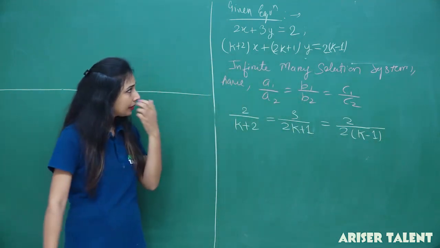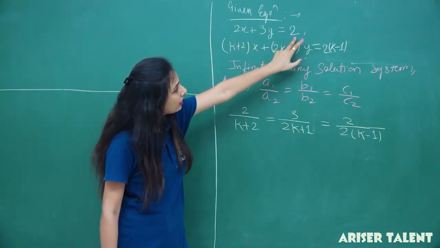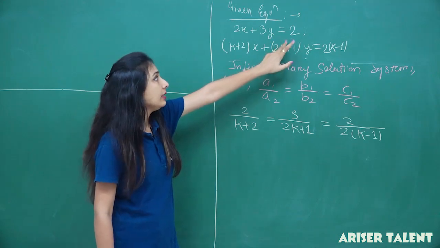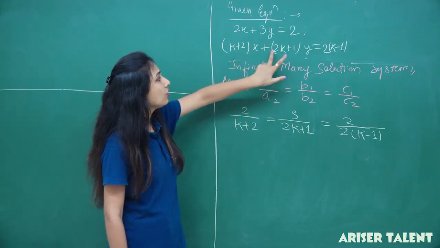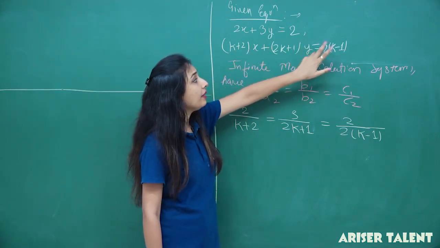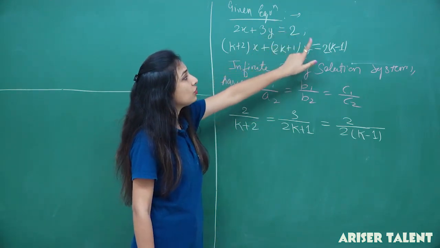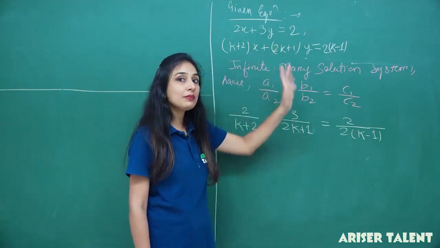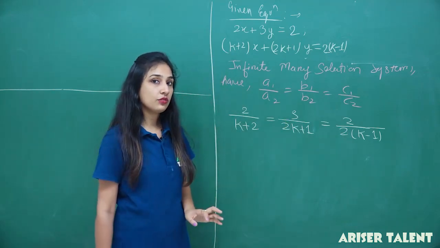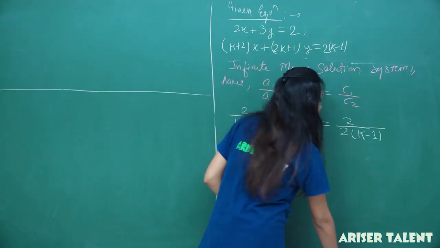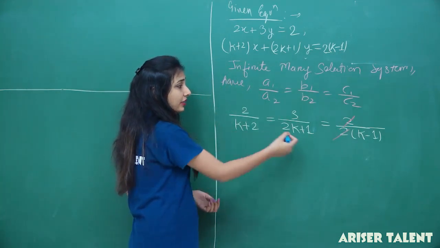Why am I doing that directly? You will be doing that in this way: you will be transposing this minus 2 here. That will be 2x plus 3y minus 2 equals 0, and (k plus 2)x plus (2k plus 1)y minus (2k minus 1). Minus and minus will cancel out, so ultimately we will be remaining with 2 upon 2k minus 1. Now we are remaining with these 3 ratios.